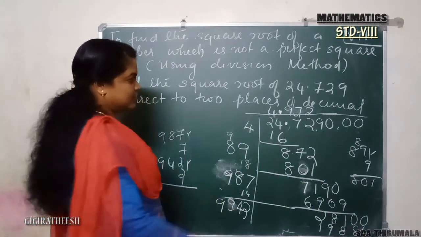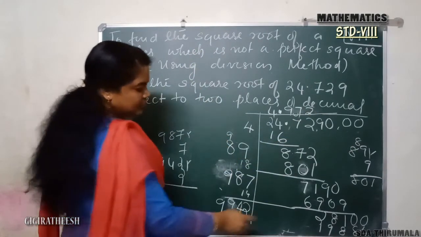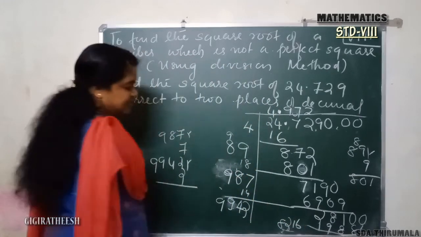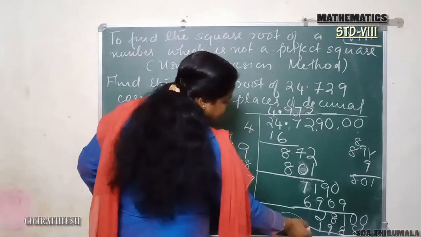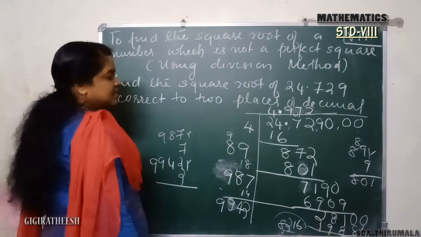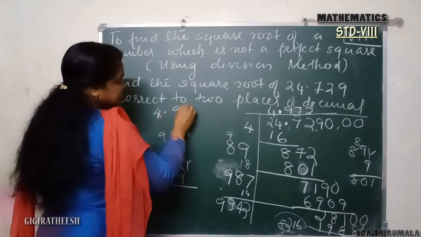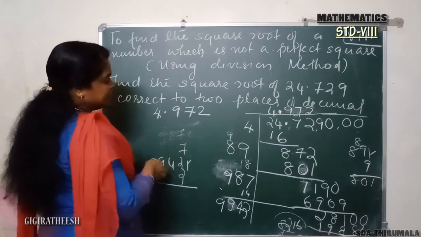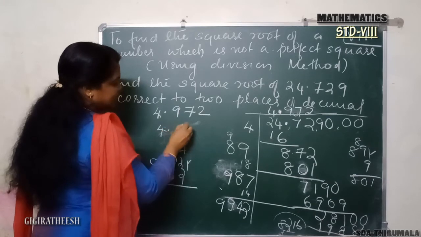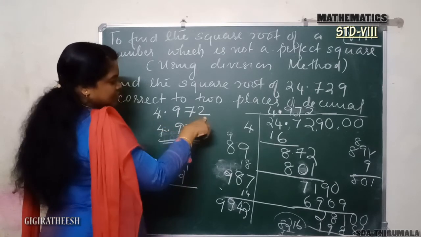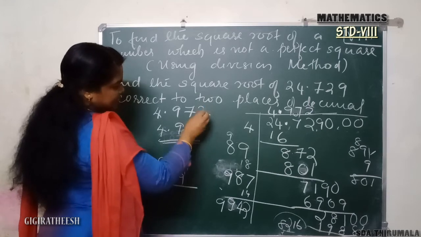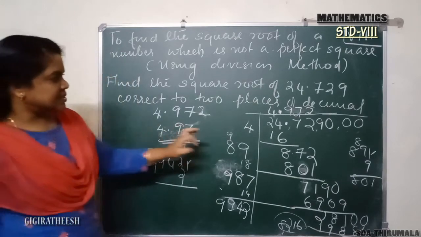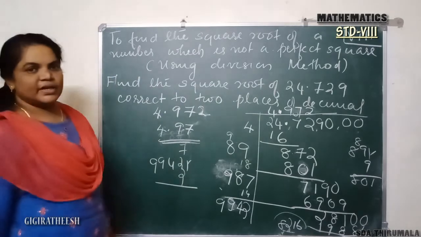We multiply and get 1988, that is 9942 into 2, so 2 is here, giving 4.972. Here we subtract and get the balance 8216, a remainder. We need 3 decimal values, so 4.972 is the value, and we need it correct to 2 decimal places. That is 4.97, because the last digit 2 is less than 5, so we remove it. So 4.97 is the square root of 24.729.